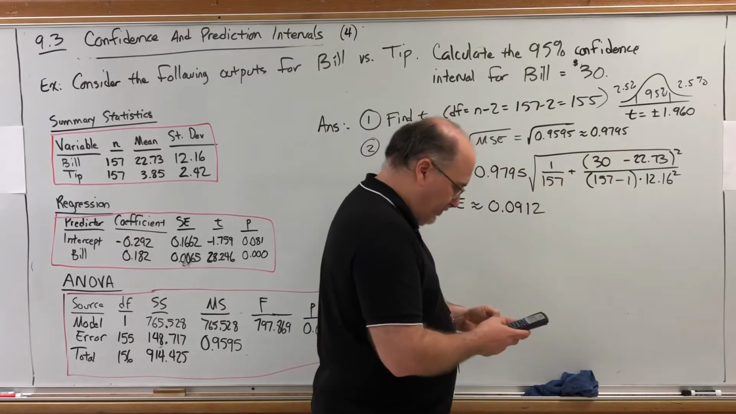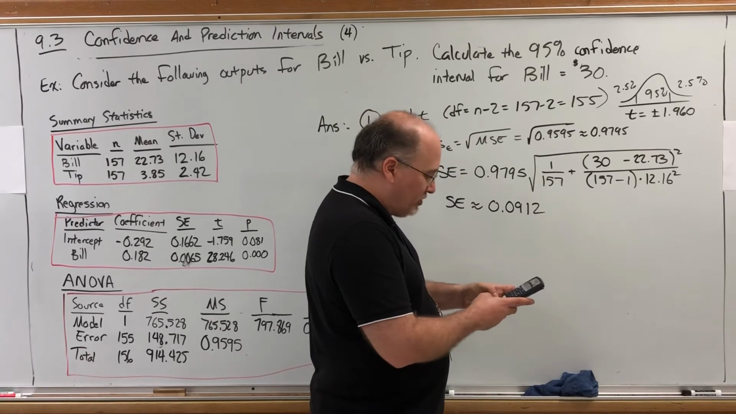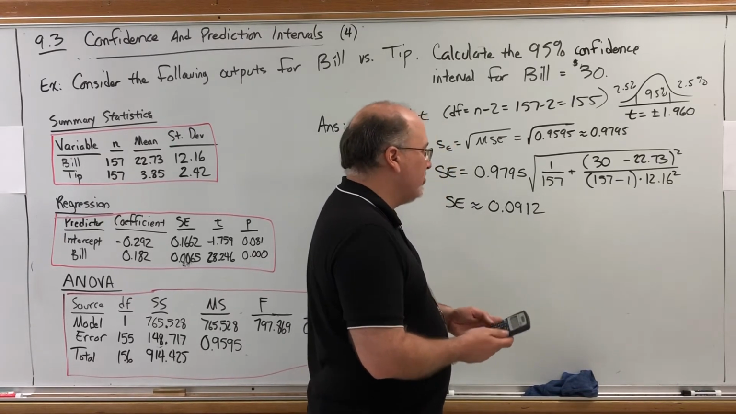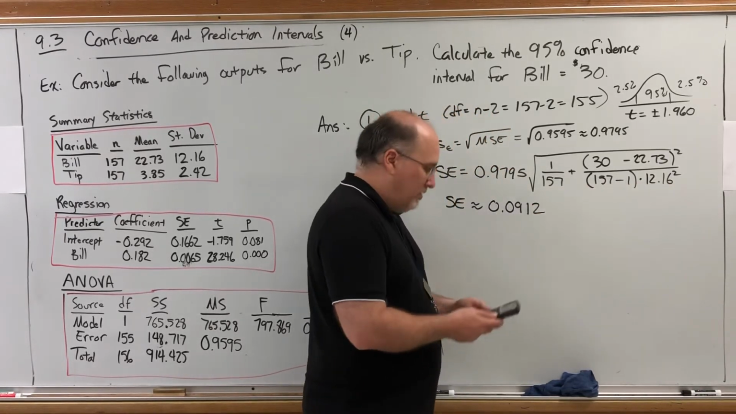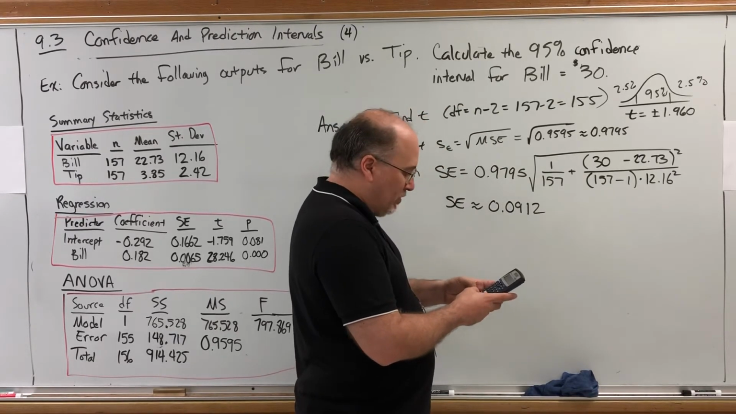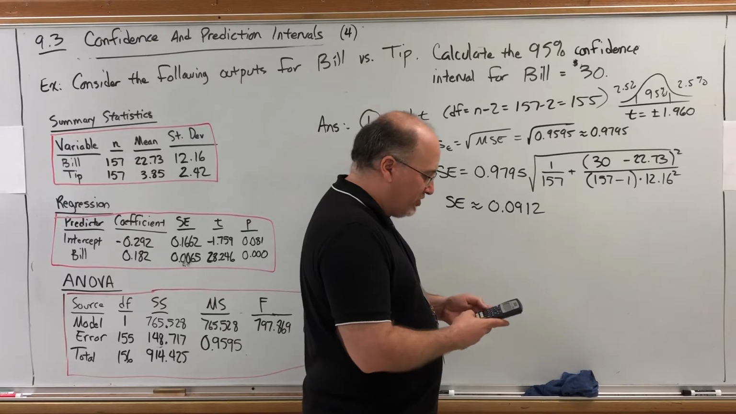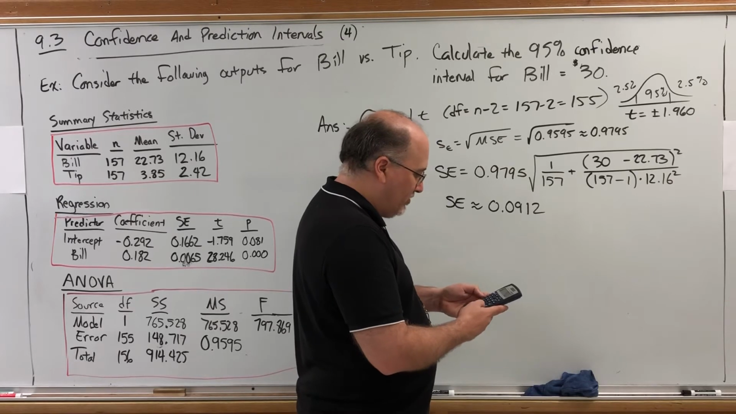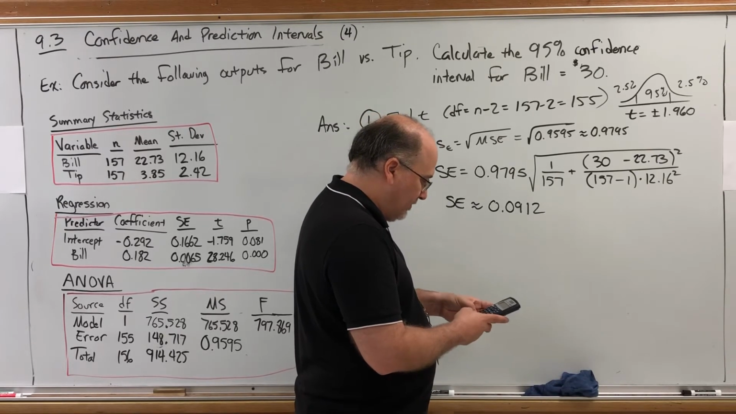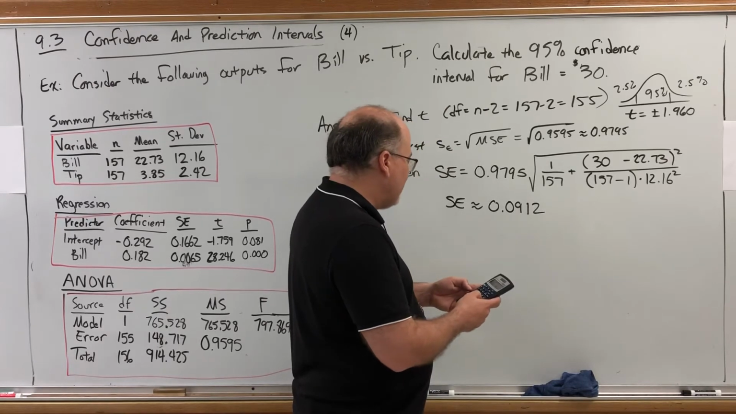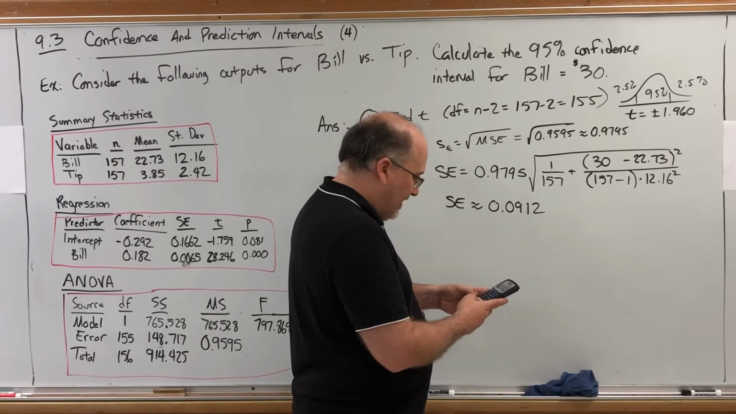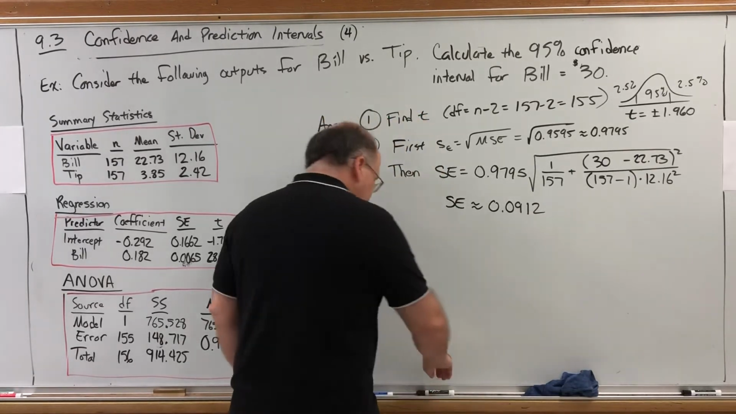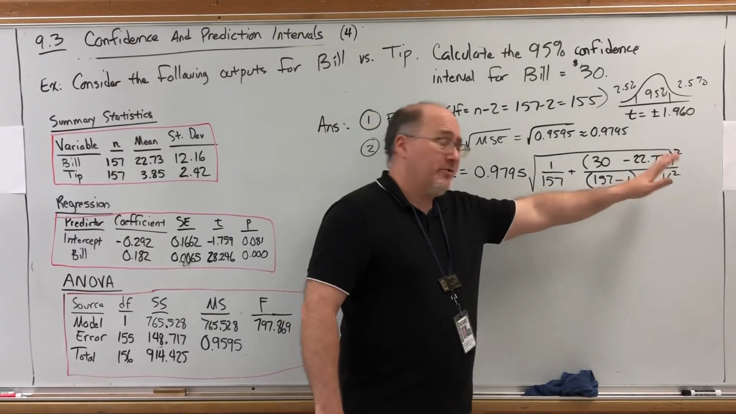So let's start with this. Parentheses 30 minus 22.73, close parentheses squared, divided by, open parentheses, because I've got a giant denominator, 156 times 12.16 squared, close that parentheses, equals. Now I'm going to add 1 divided by 157, equals. Now I'm going to square root that, press equals, and now I'm going to multiply it times 0.9795, and I got the exact same answer I got before, so I guess I corrected my error the first time. Again, this is where most people are going to make their mistakes if they're not careful.